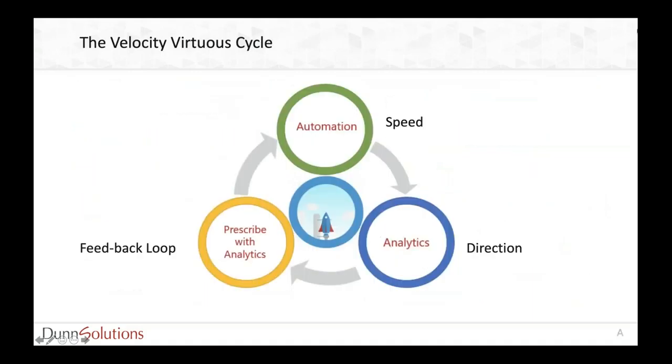Now, a brief introduction to the velocity virtuous cycle. As we mentioned, we bring velocity to our clients. This velocity virtuous cycle comes from combining speed through automation, which is the first part, then direction through analytics, and then prescribing feedback with analytics, and that acts as a feedback loop to give you more automation and more analytics. So that's a nice virtuous cycle that keeps going.